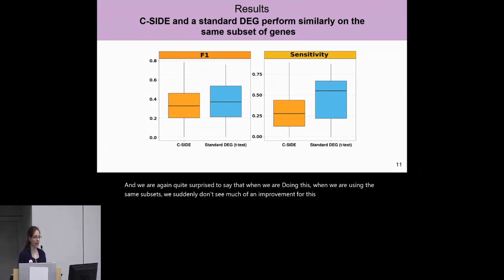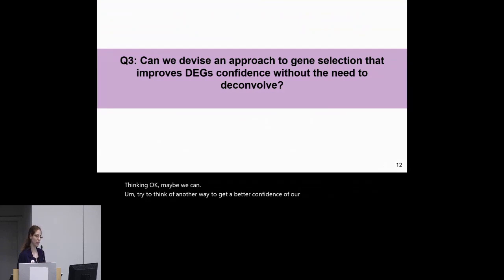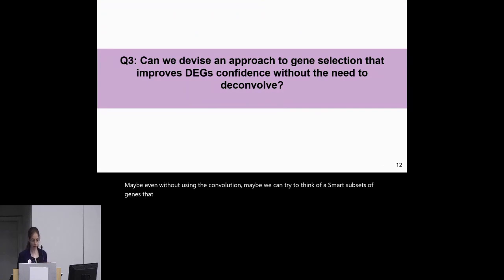But it did give us an idea, thinking, okay, maybe we can try to think of another way to get a better confidence in our results. Maybe even without using deconvolution, maybe we can think of a smart subset of genes that we'll have more confidence in.